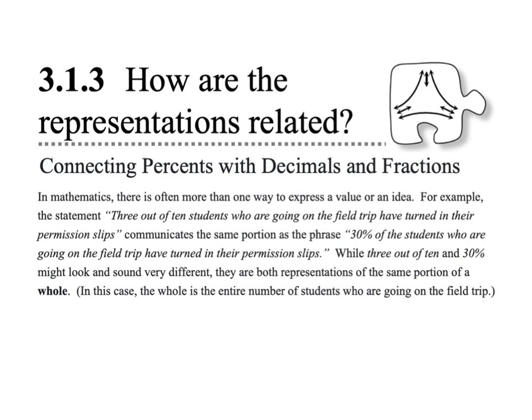While 3 out of 10 and 30% might look and sound very different, they are both representations of the same portion of a whole. In this case, the whole is the entire number of students who are going on the field trip. So we talked the other day about all percents being out of 100, but they were talking about 3 out of 10. But we would just have to get a 100 on the bottom, and that's how you get your 30%.